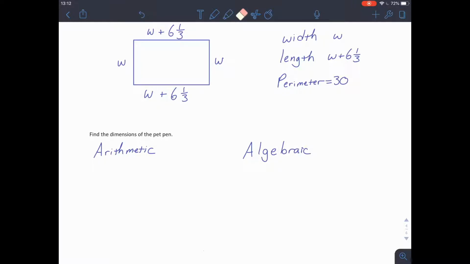For our arithmetic strategy, I'm going to use what I know about perimeter and work backwards to find my width. So since I know my perimeter is 30, I can take away one of the length values I know, which is 6 1/3, to get 23 2/3. Then I can take away the other 6 1/3 from the other length side and get 17 1/3.